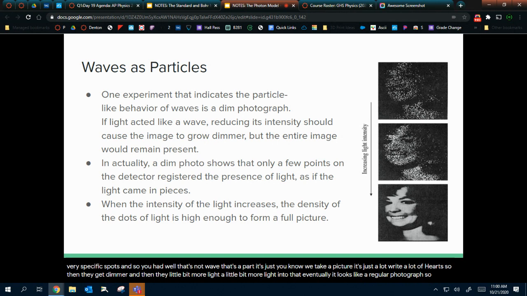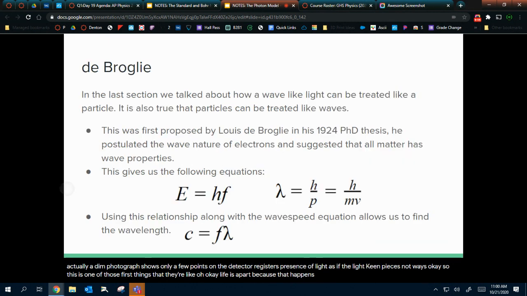So it says, in actuality, a dim photograph shows that only a few points on the detector register the presence of light, as if the light came in pieces, not waves. Okay? So this is one of those first things that they're like, oh, okay, light is a particle, because that happens. Well, things are never that simple.